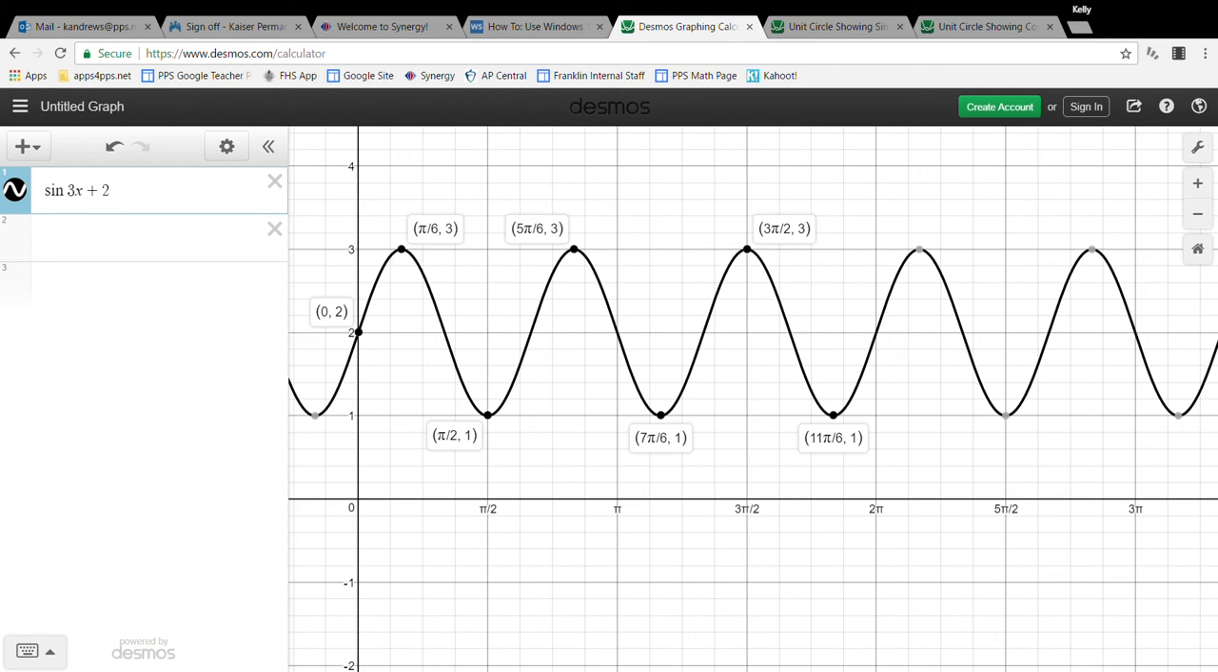I'm going to make a separate video for the cosine graph because this one is already at 11 minutes. So that is your sine graph. Hopefully that is helpful to you. And if you see the next one for the cosine graph, hopefully that helps you as well.